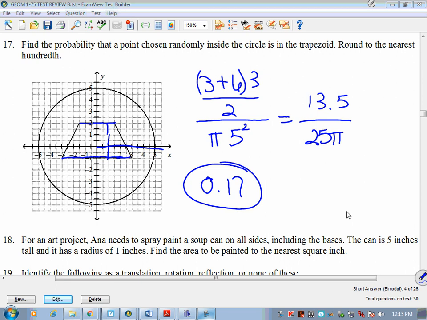13.5 divided by 25 pi. Now, you do have to make sure that you put 25 pi all in parentheses, because otherwise it's going to take 13.5 divided by 25, or times 3.14.